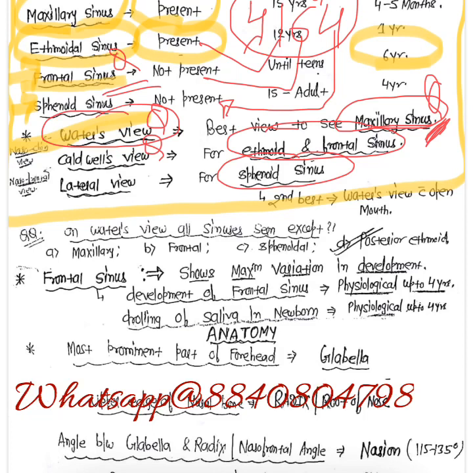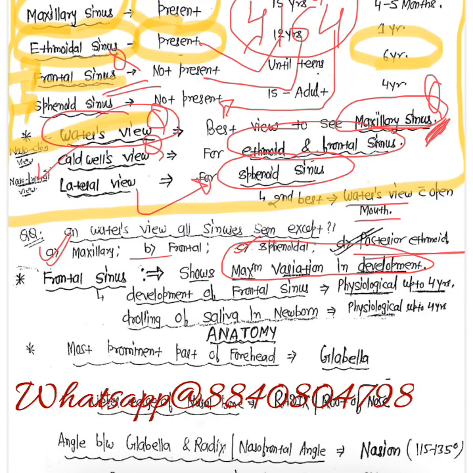The sphenoid sinus can also be seen if you do a Water's view with mouth open, but lateral is basically best for the sphenoid sinus. So if I ask you a question on Water's view, all sinuses are seen except, maxillary? Yes, it is best for it. Frontal, yes. Sphenoid, yes, in mouth open, but posterior ethmoids cannot be seen. For ethmoid you have to do a Caldwell-Luc view. Now the frontal sinus is the sinus which has maximum variation. So while you do endoscopic sinus surgery, you get maximum variations for the frontal sinus.